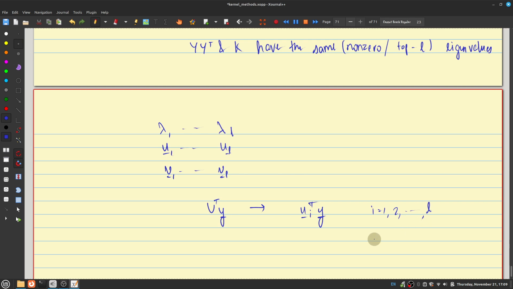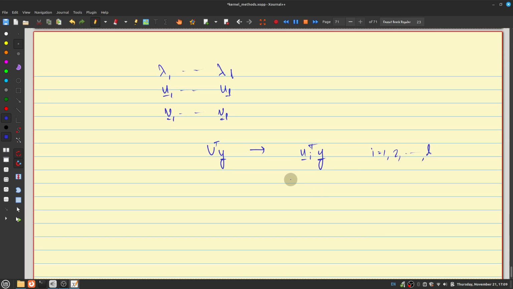All right? Which is just an inner product between ui and y. All right. But now I make use of the following fact. So I have, let's say, C, which is y transpose.